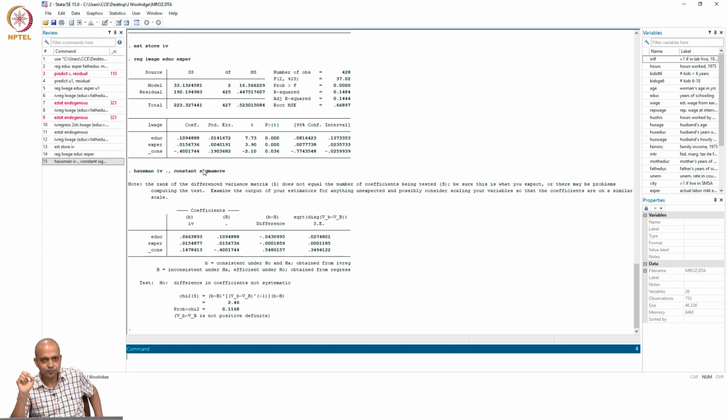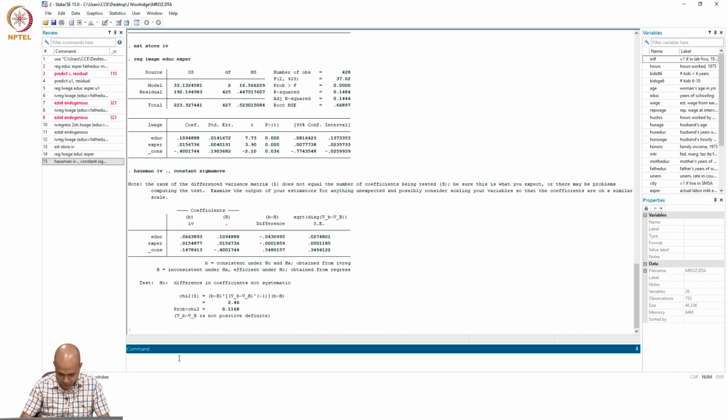So, this is how we have to test for endogeneity, but this test, as I said, has a limitation. For example, what is the limitation we said? When there is more than one endogenous variable, it will only say whether there is endogeneity or not, but it cannot detect which particular variable is endogenous. So, for that I will give you an example.